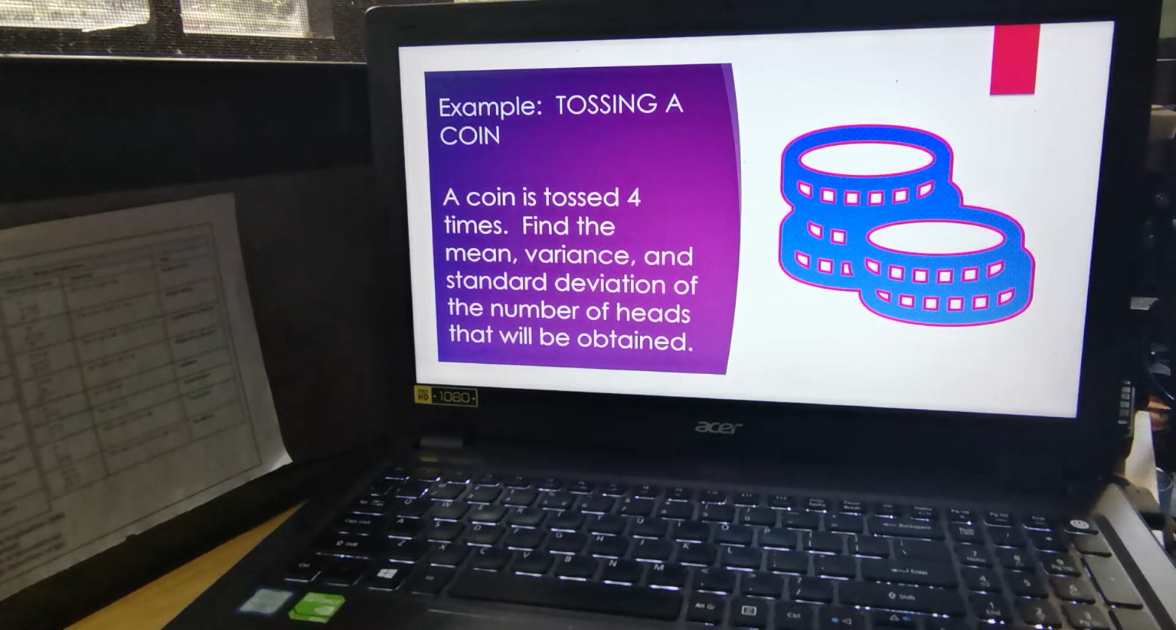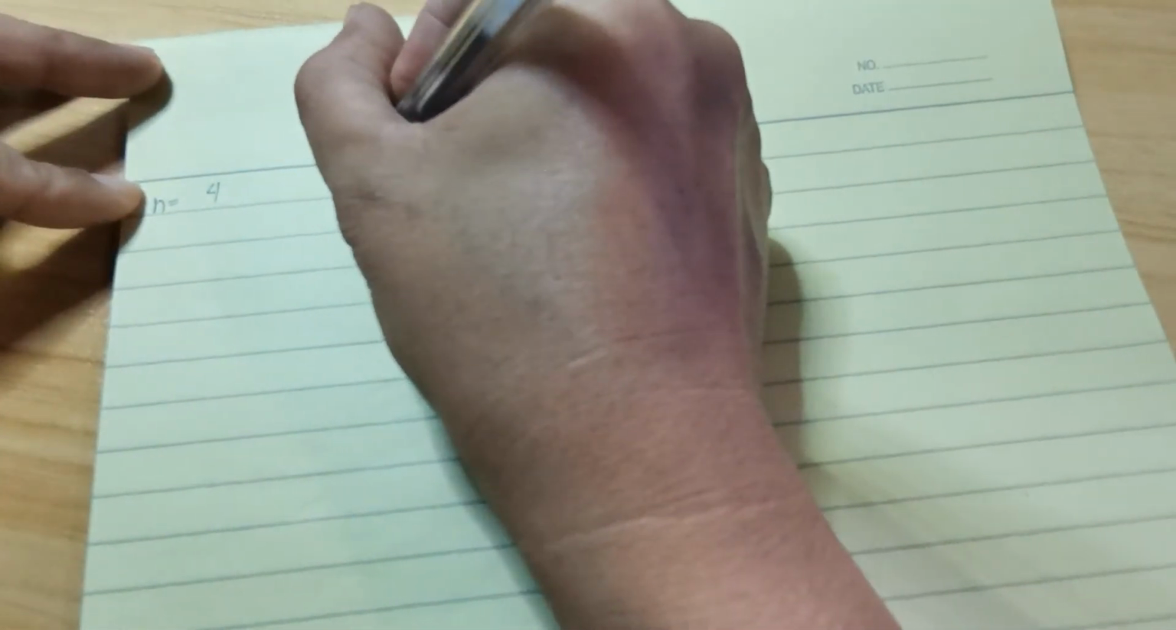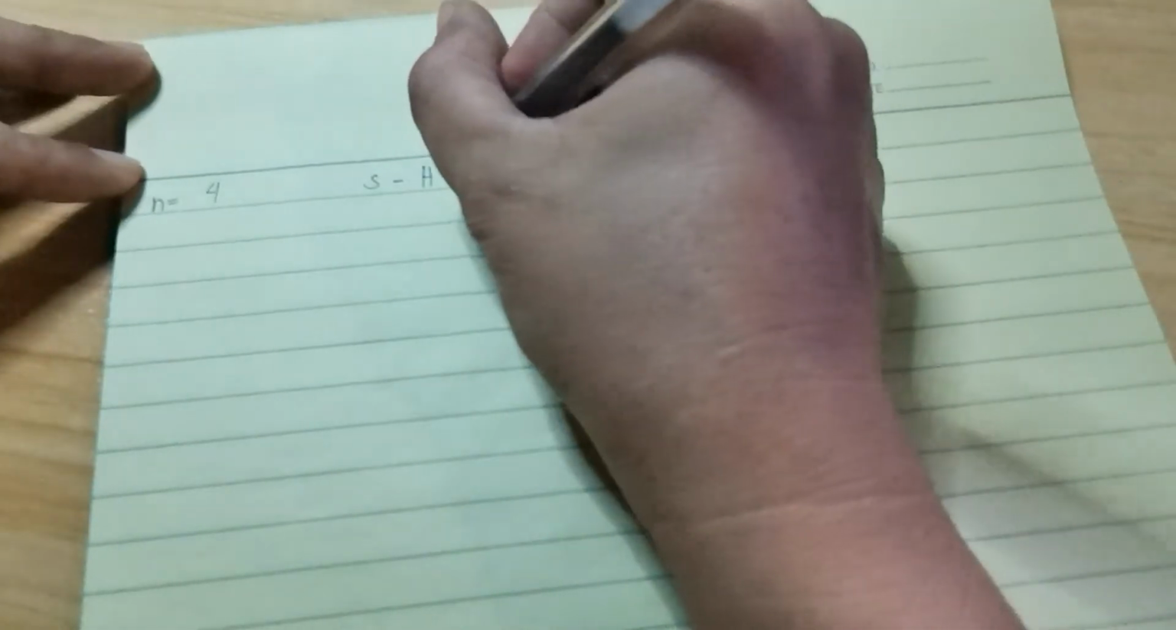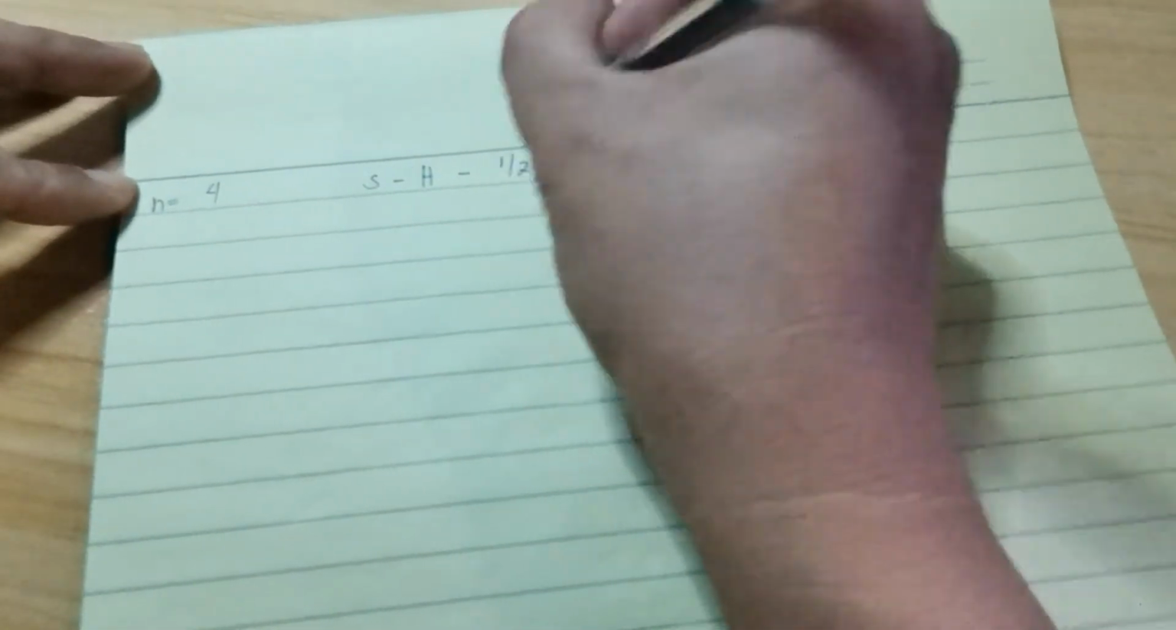Number of heads that can be obtained. So, again, we have to write that up. So, ano daw yung n natin? Ang n natin ay 4, isn't it? Okay. And then, number of heads yung ating inaano. So, ang success natin dito ay getting a number of heads. So, ang success ay getting a head, and the probability of this is 1/2, isn't it?